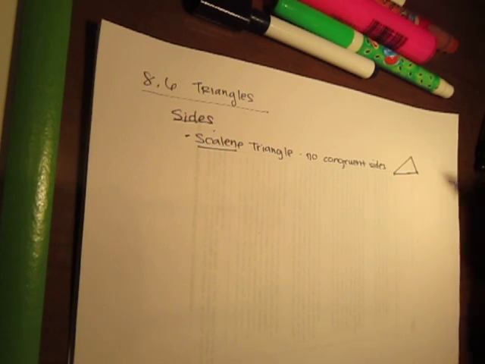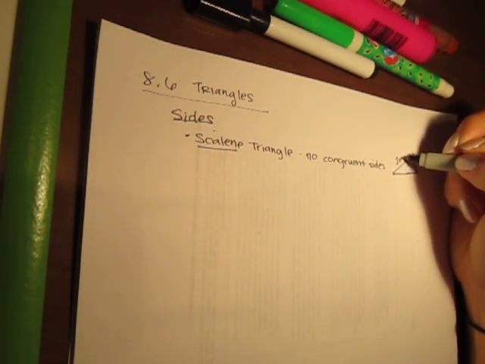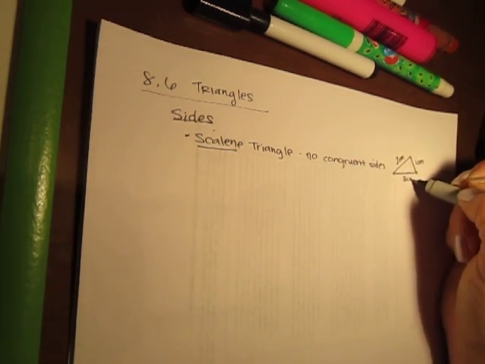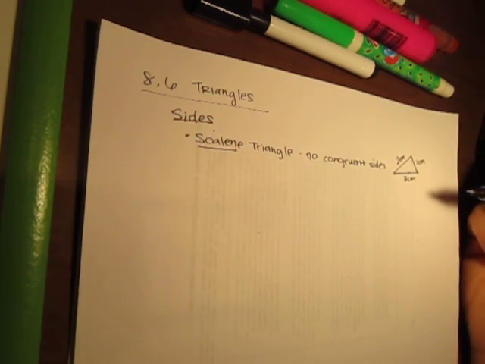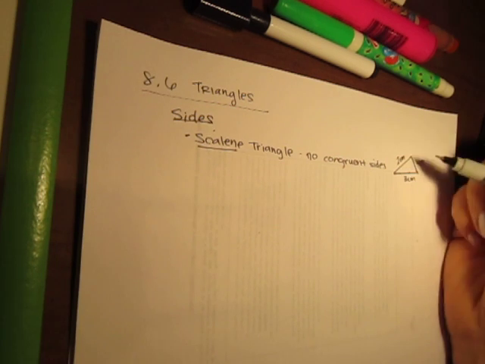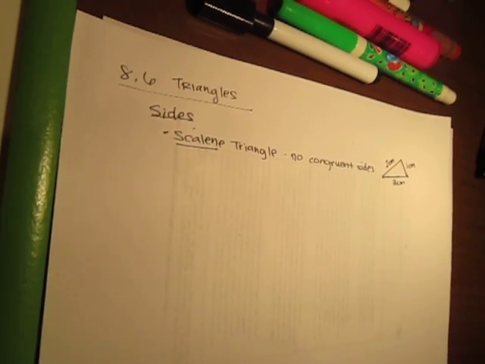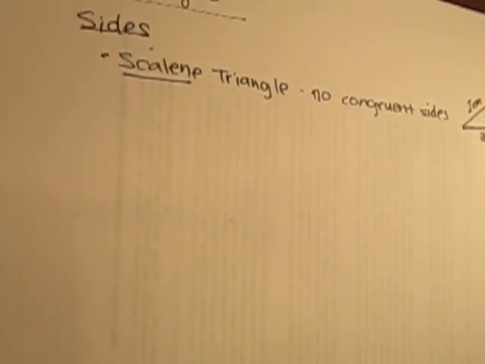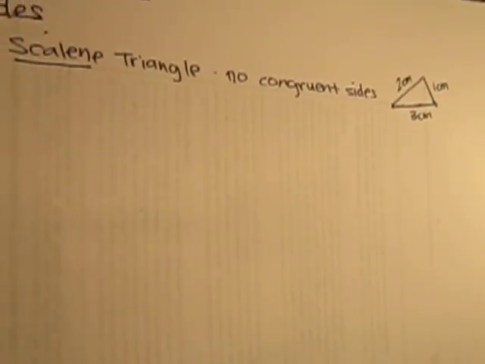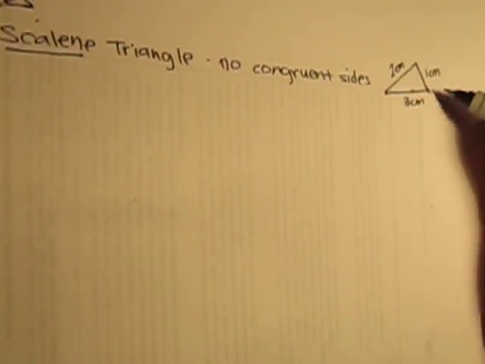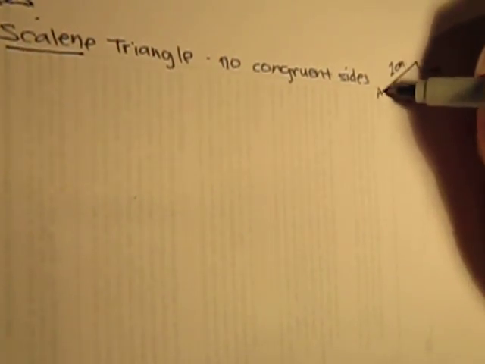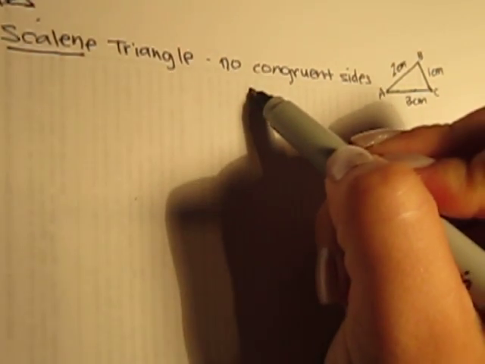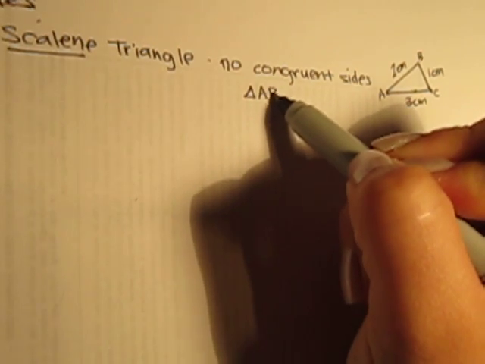I don't have a ruler right now, but let's say, for example, we're going to say that this is 2 centimeters. We'll say that this is 1 centimeter. And for example, if this is 3 centimeters. So all three sides are different, so we call that a scalene triangle. If I want to identify this triangle, you would label the vertices, the corners. So I'm going to label this A, this corner B, and this corner C. And so we can call this triangle A, B, C.